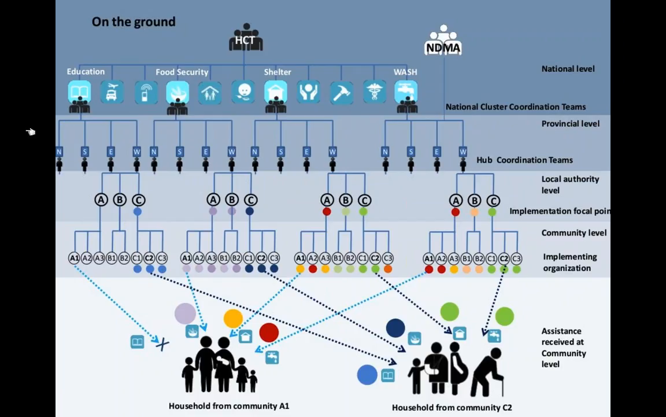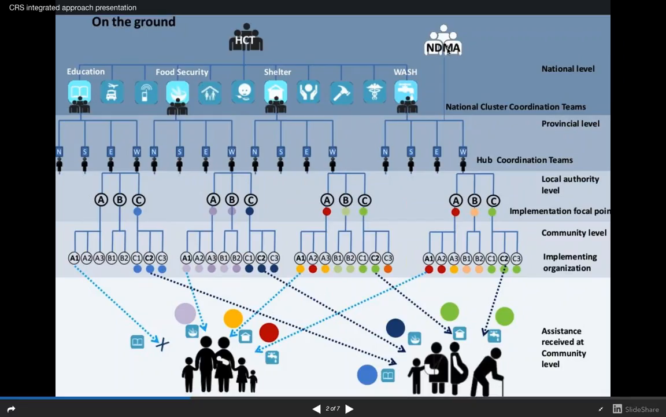Not all emergencies are the same. It changes from context to context. But in a typical rapid response to a natural disaster, we'd often have a setup like this. You have a national level, National Disaster Management Authority. Then a provincial level, we have north, south, east, west. We're just going to look at the west. And then we go down to local levels. We'd have areas like A, B, C.